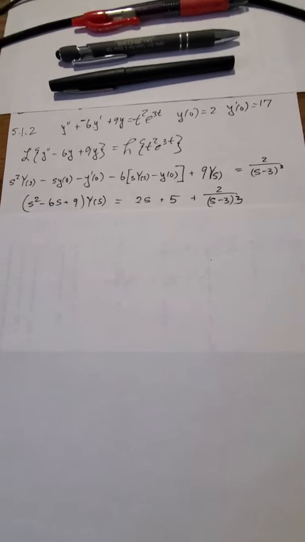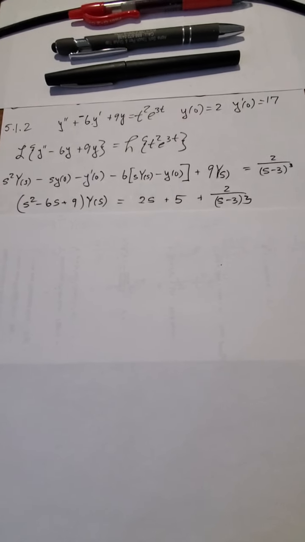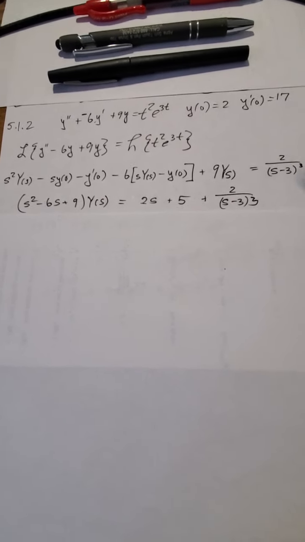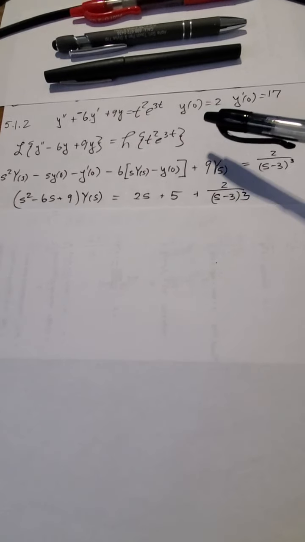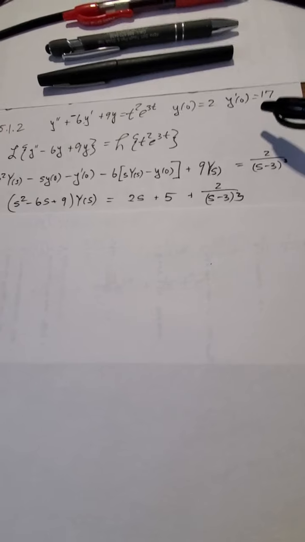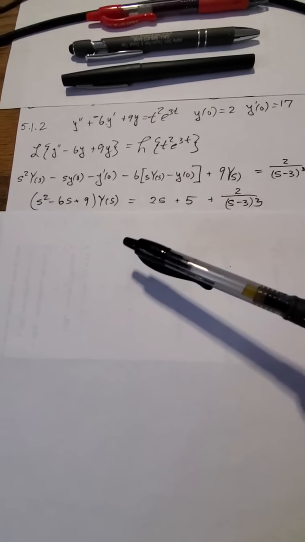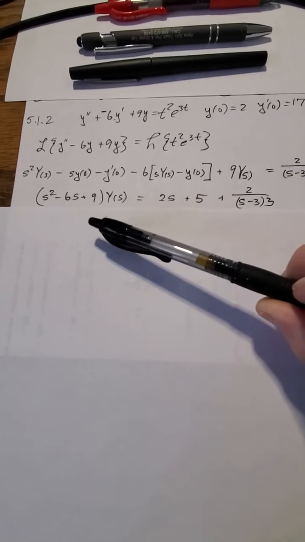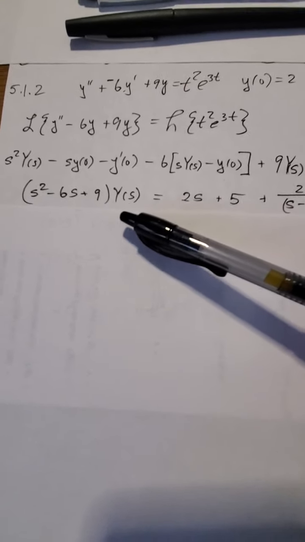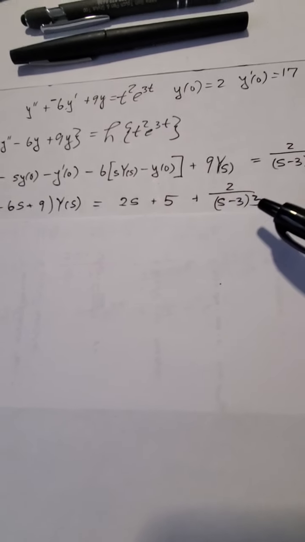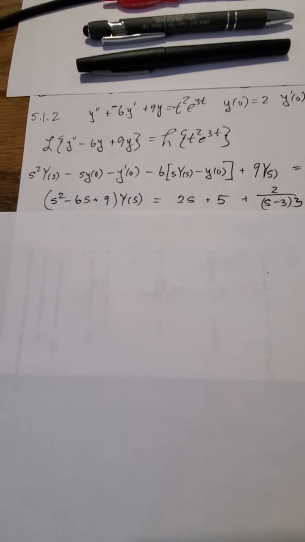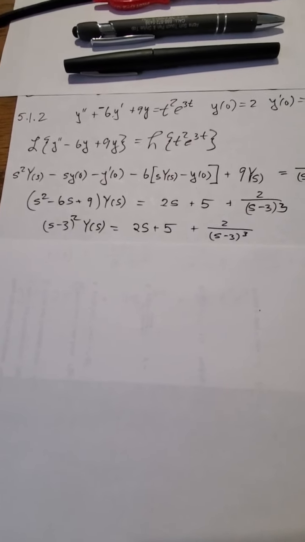Now I'm just going to do some algebra, gather like terms, and solve for capital Y of s. Bring everything over, plug in the stuff I know, y of 0 equals 2, y prime of 0 is 17, and so on and so forth. And I get s squared minus 6s plus 9 times Y of s equals 2s plus 5 plus 2 over s minus 3 cubed. And I'm going to work this a little bit.